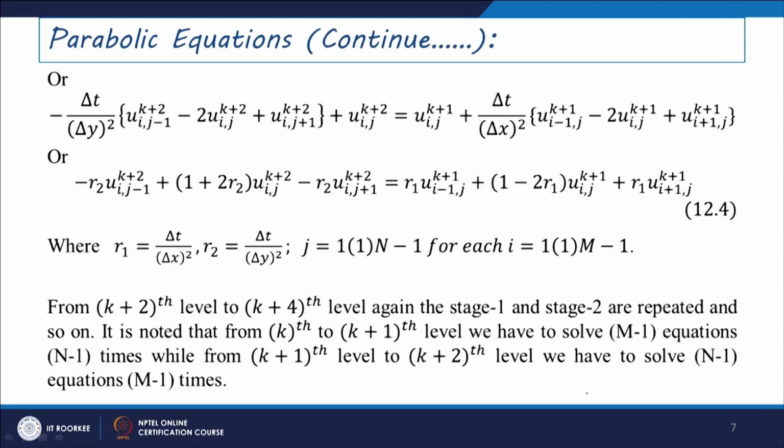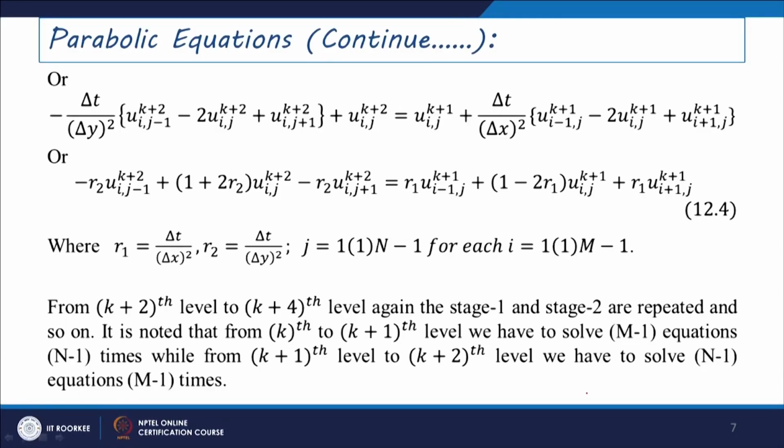Since this k plus 2 is the unknown variable we have now, that is why we are keeping these k plus 2 values at the left hand side. The k plus 1th values have been computed from the previous cycle of calculation, so they can be put in the right hand side here. That is why the k plus 1th level values are kept in the right hand side here.